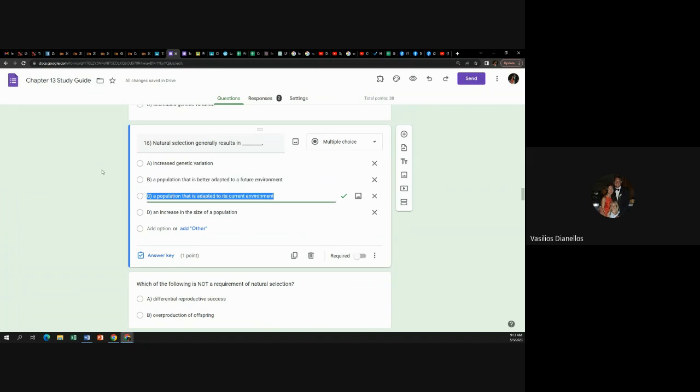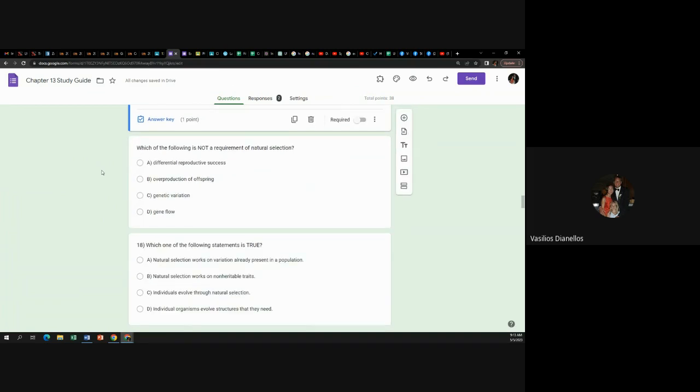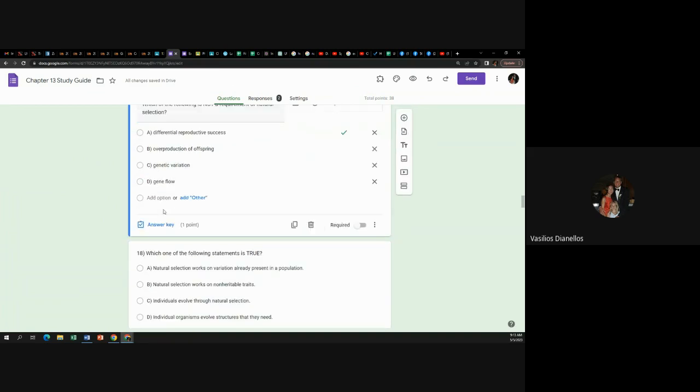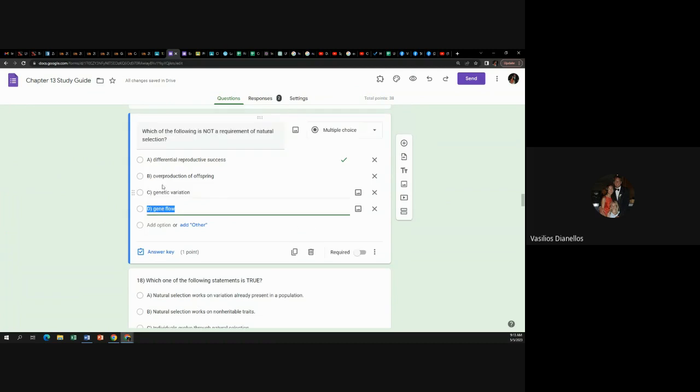Any questions about that? Which of the following is not a requirement of natural selection? Gene flow. Gene flow is a different type of evolution, right? Natural selection is a type of evolution. Gene flow is a type of evolution. Genetic drift is a type of evolution. So obviously, gene flow is not a requirement. You do need differential reproductive success, right? That means, for some reason, this organism has more success reproducing than the other organism. You need that for natural selection. You do need an overproduction of offspring, because that's that struggle to survive, to where only the strongest survive, right?